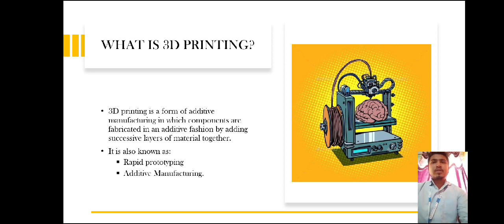What is 3D printing? 3D printing is a form of additive manufacturing. In this 3D printing, there are three axes: X, Y, and Z. With them, we can see the object in three dimensions. It is also known as rapid prototyping and additive manufacturing.